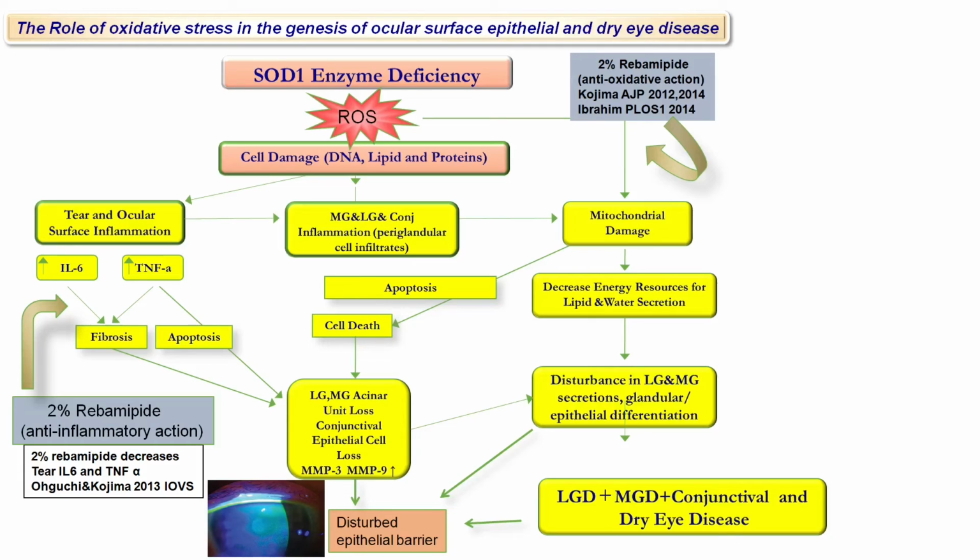elevation of tear and tissue levels of TNF alpha and interleukin 6, which invite fibrosis and apoptosis, and release of MMPs from fibroblasts, which disturb the barrier. Reactive oxygen species, and especially the lipid and nuclear oxidation, is associated with mitochondrial damage, causing decreased energy resources for lipid, tear, and mucin secretions. The resultant dry eye disease further adds to the epithelial barrier damage.